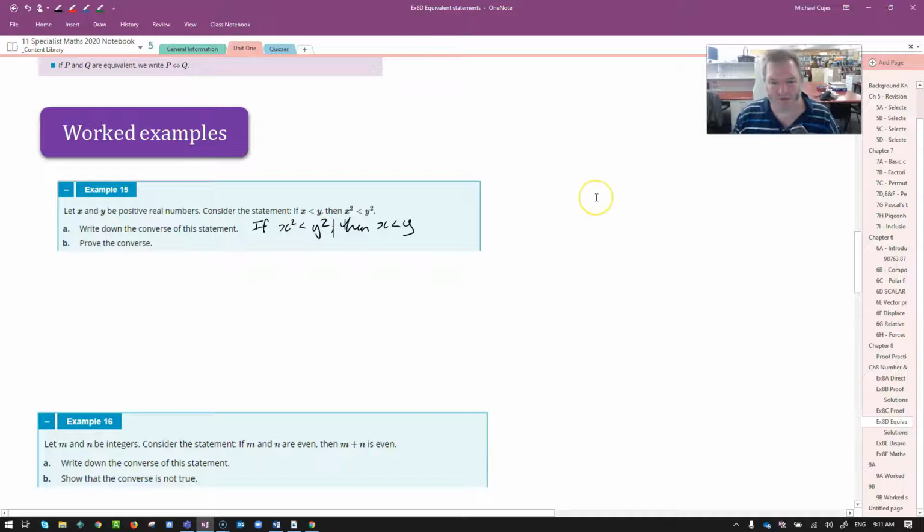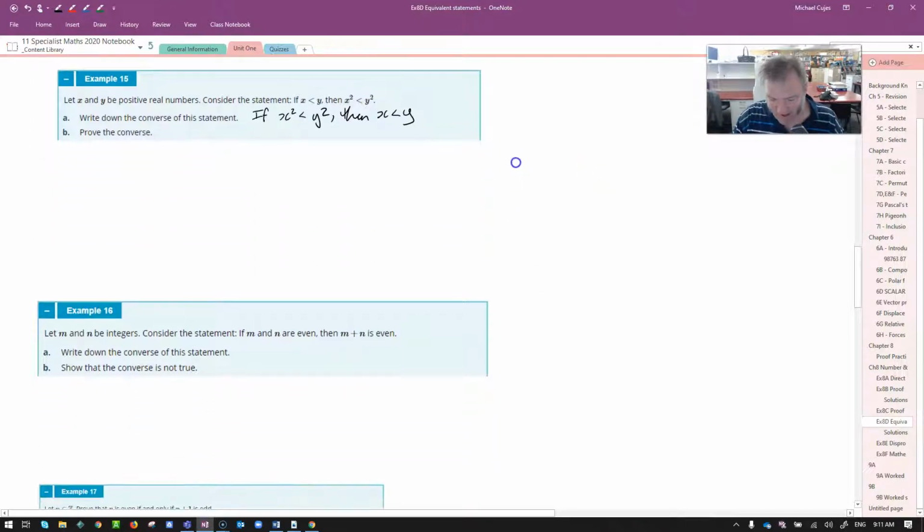Let's fix that up. All right, let's go from there. We're going to prove this converse statement. So we're going to try and prove that if X squared is less than Y squared, then X is less than Y, for positive real numbers X and Y. So let's start with the statement: X squared is less than Y squared. A good way to show that X is less than Y would be to show something along the lines of X minus Y is negative or Y minus X is positive. Something like that would be a good way to do it, wouldn't it?